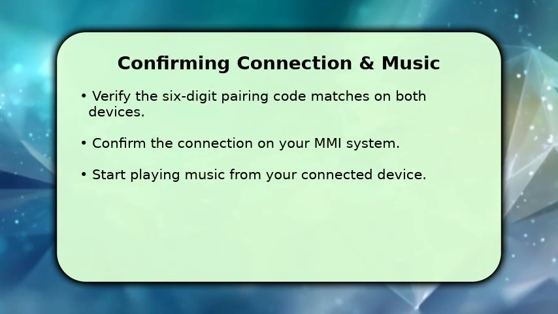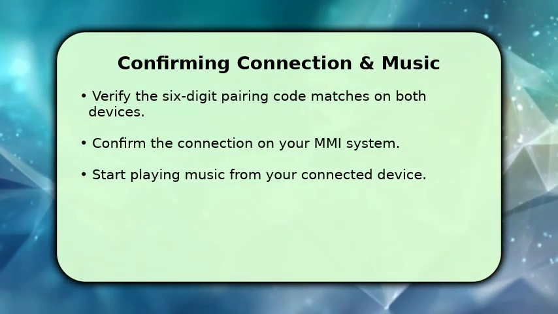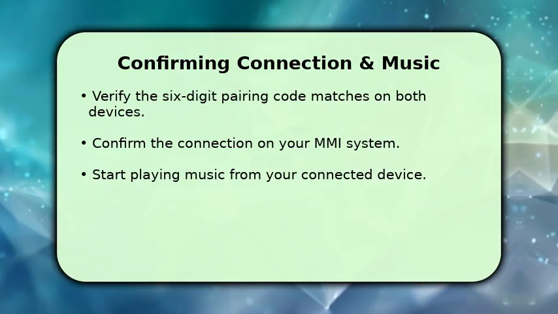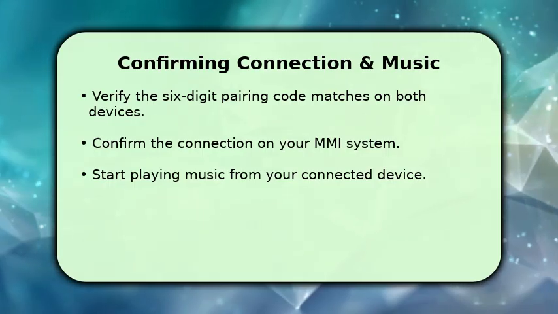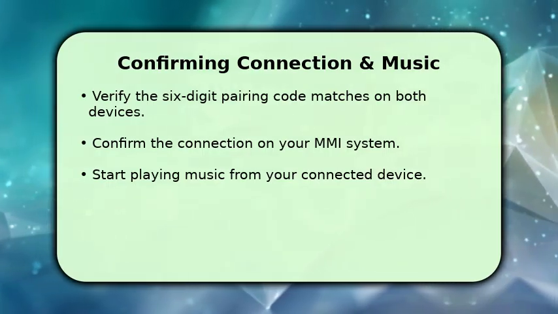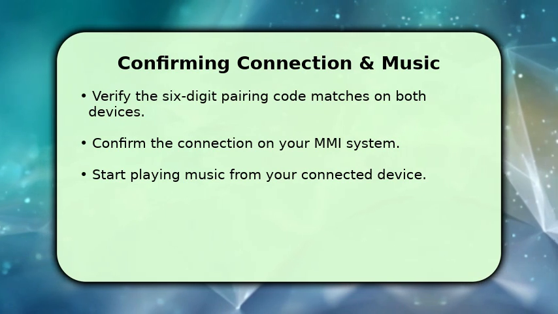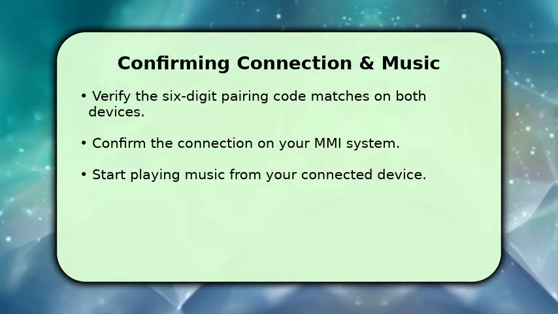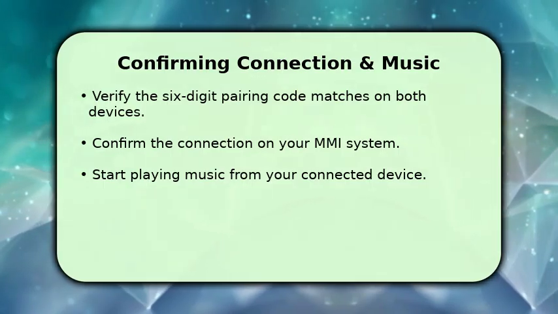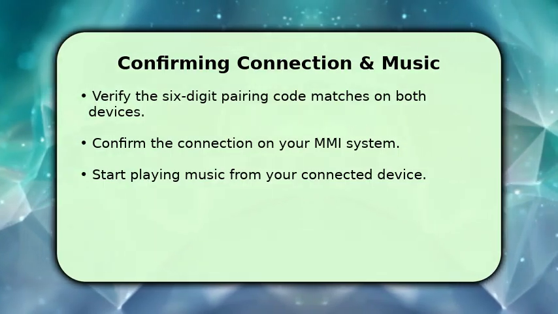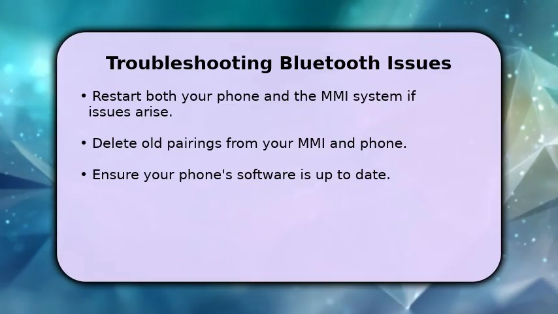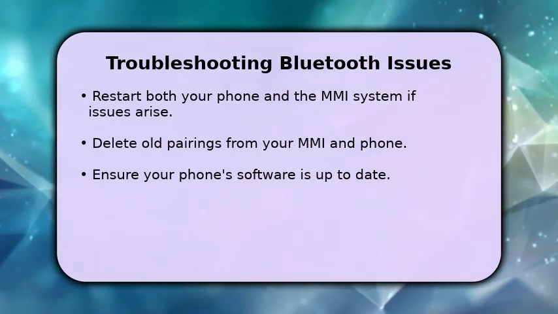After selecting your phone, a 6-digit pairing code will appear on both your phone and the MMI screen. It is important to verify that these codes match exactly before proceeding. Once confirmed, accept the connection on your MMI system. Now, you can open your favorite music app on your phone and begin playing audio, which should stream through your Audi's speakers. If you encounter any difficulties, try a few simple troubleshooting steps.